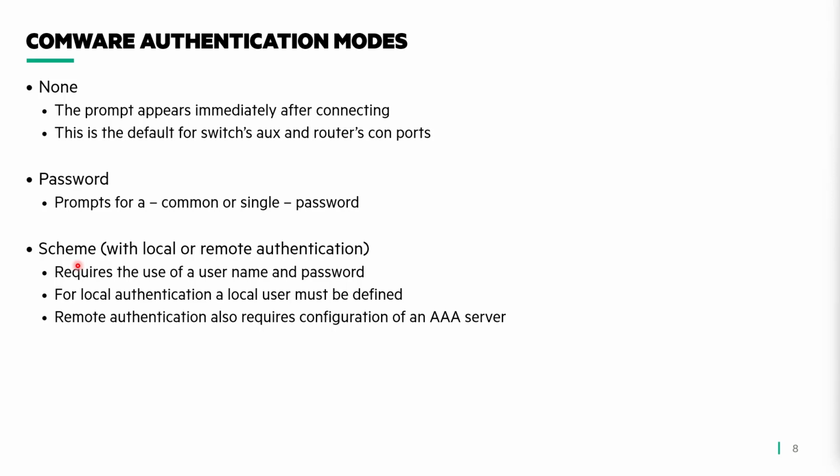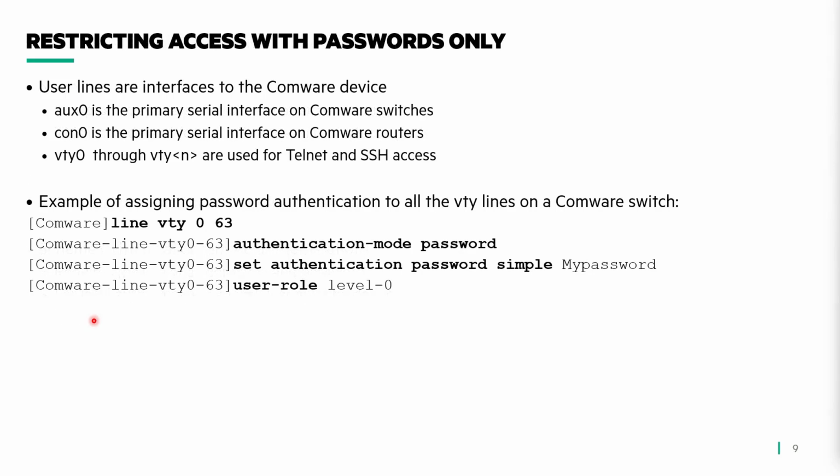So that scheme can be local. Of course, we can mix between local and remote authentication and so on. I can also restrict access with a password. So I might say line VTY, this is the number of possible concurrent connections, Telnet or SSH, 0 to 63, that's 64. Authentication mode password, so you will provide a password, this is simple, and whoever provides this password, the one that you configured here, they will get in this example to the user role level 0.